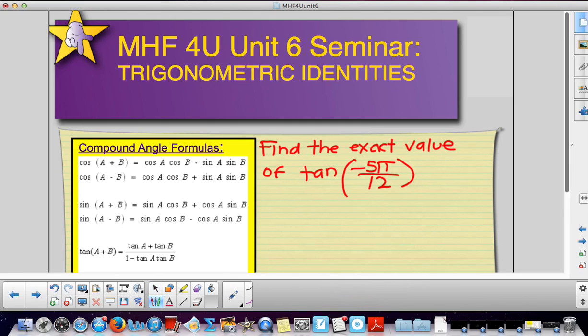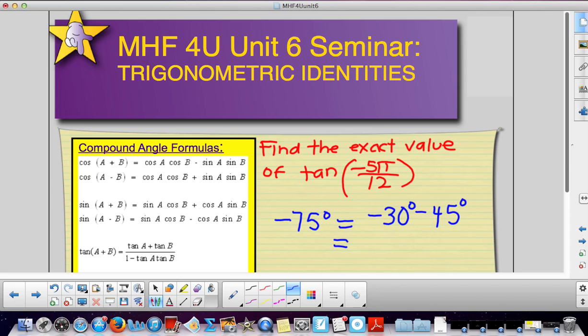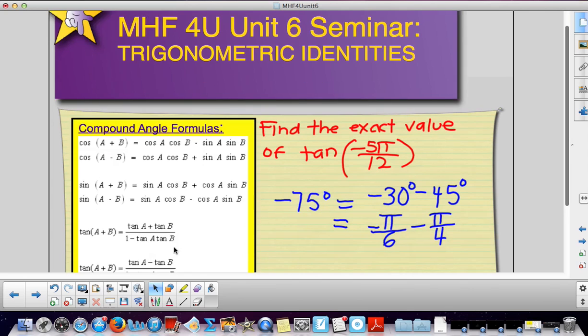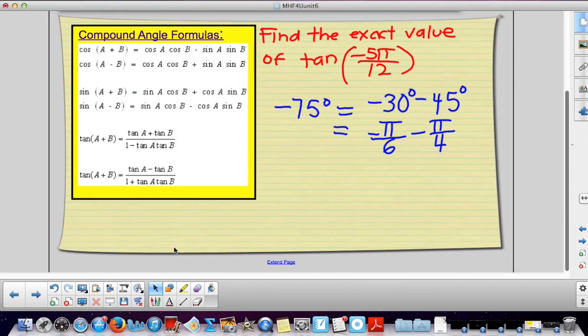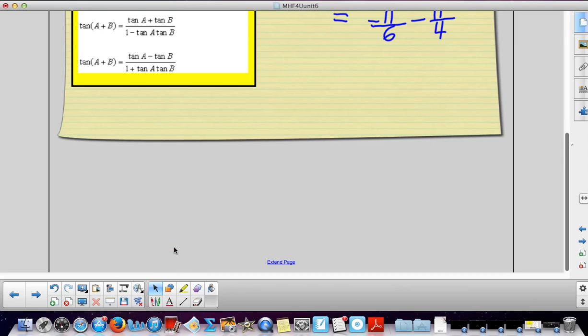When you do that, you'll find that negative 5 pi over 12 is negative 75 degrees, which is going to be equal to negative 30 degrees minus 45 degrees. And if we convert that into radians, that's going to be equal to negative pi over 6 minus pi over 4. So again, we're using the special triangles. But because this formula has a numerator and a denominator and there's a lot going on, I do want to walk you through the solution. Even though deriving what to plug into the formula, your angle A and your angle B, is not that complicated, actually using the formula is complicated.